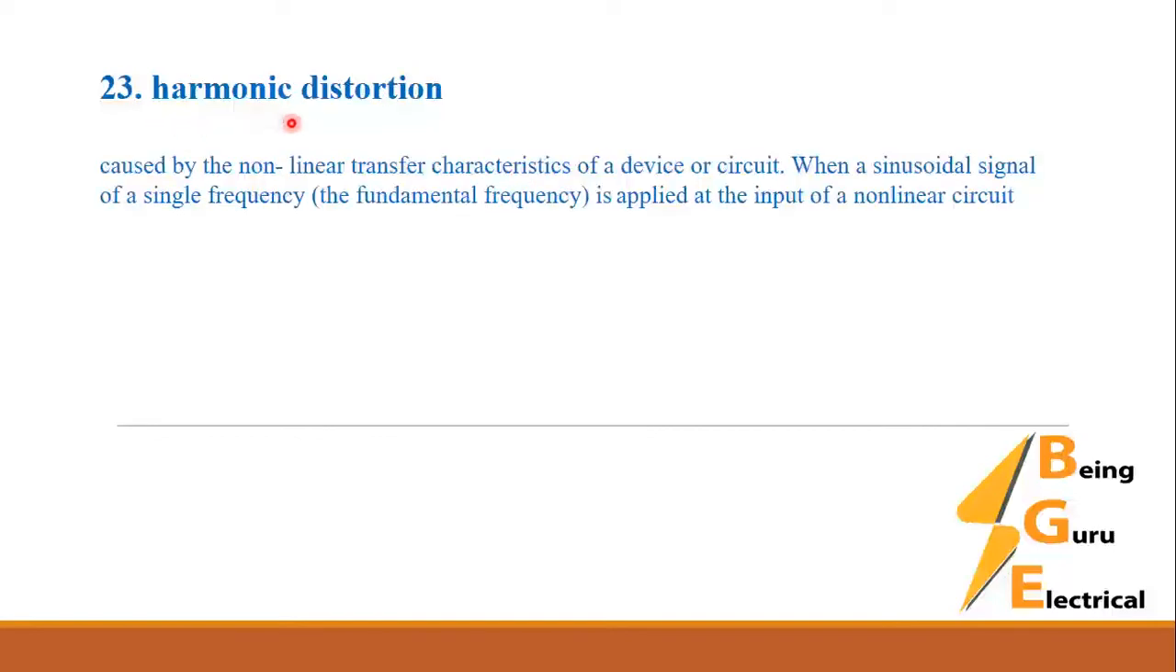The next we have harmonic distortion. Harmonic distortion is caused by the nonlinear transfer characteristic of a circuit or device when a sinusoidal signal of a single frequency is applied at the input of a nonlinear circuit. So harmonic distortion comes from the nonlinear transfer characteristic of a device.